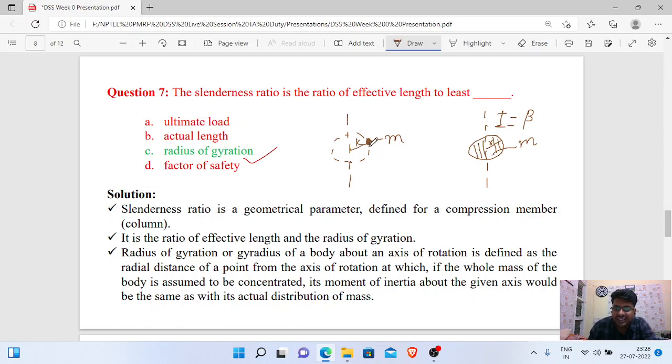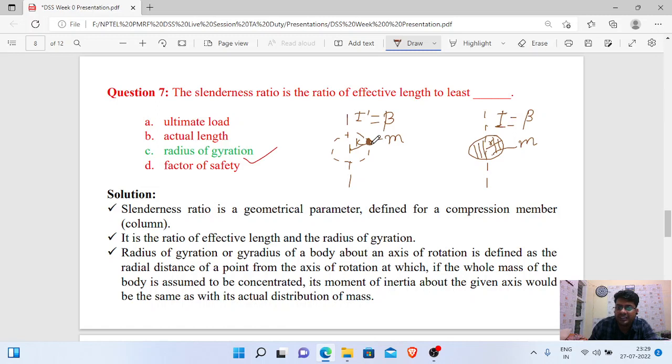Now this k distance should be such that the moment of inertia of this system will be equal to the moment of inertia of this system. Means we are taking a point mass. This time this is not a complete disc, we are only taking a point mass here, and this point mass is at the distance k, and this k distance should be such that the moment of inertia of this system will be equal to the moment of inertia of this system. Means the moment of inertia of this system, let us suppose I dash, is equal to beta. So the moments of inertia of these two systems are equal.